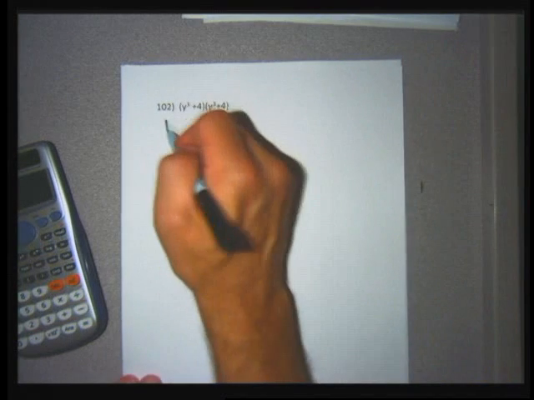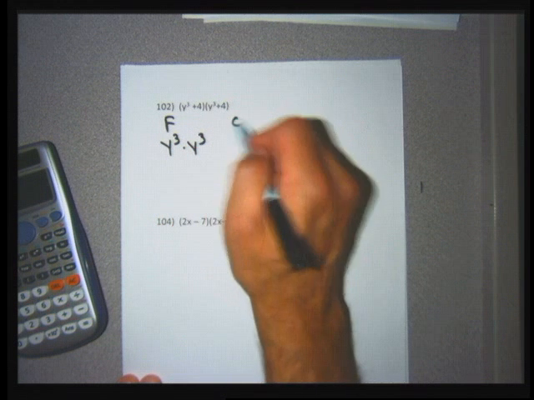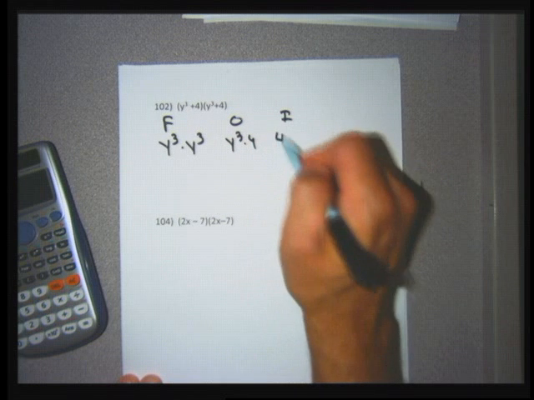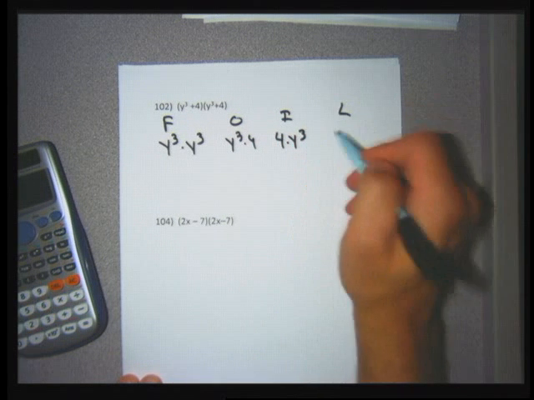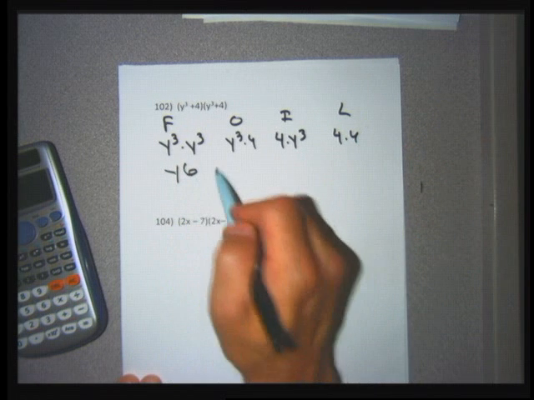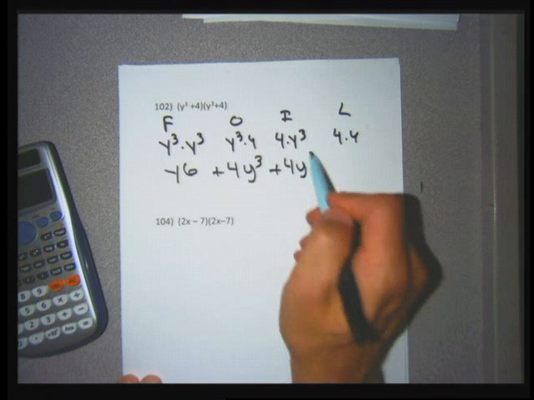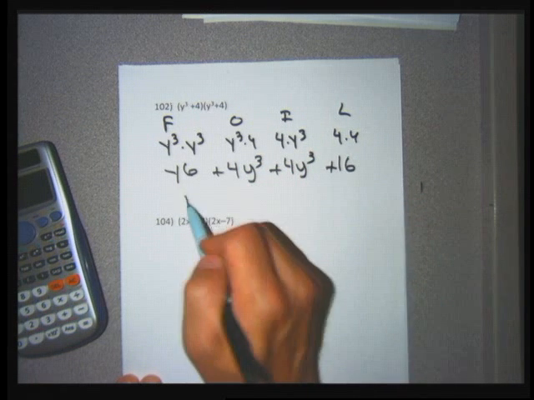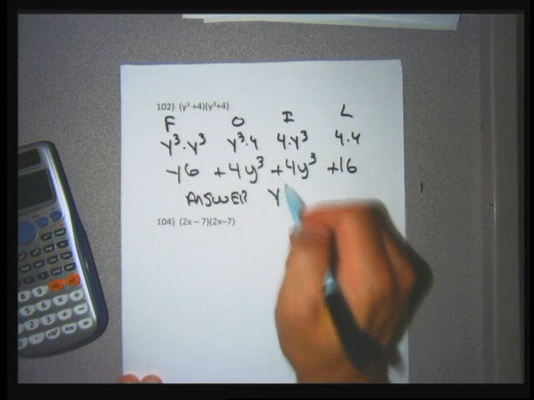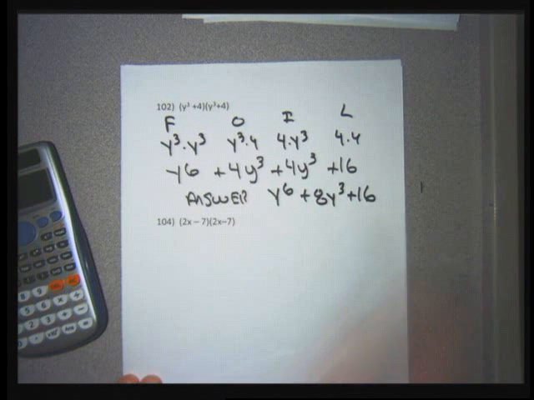102. Firsts, y cubed times y cubed. Outers, y cubed times 4. Inners, 4 times y cubed. Lasts, 4 times 4. This is going to give me y to the 6 plus 4y cubed plus 4y cubed plus 16. My answer is going to be y to the 6 plus 8y cubed plus 16.